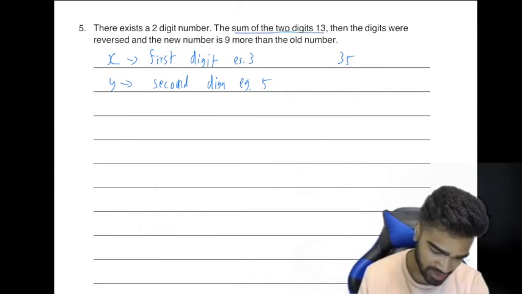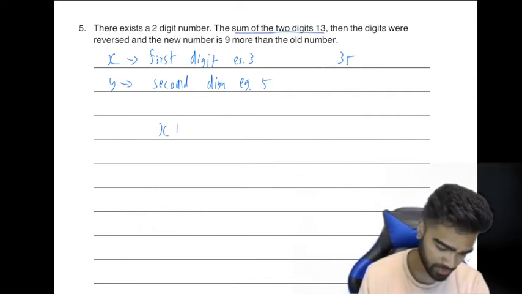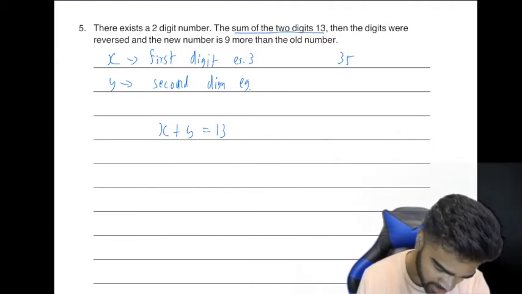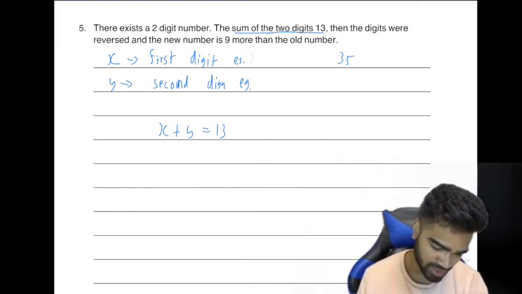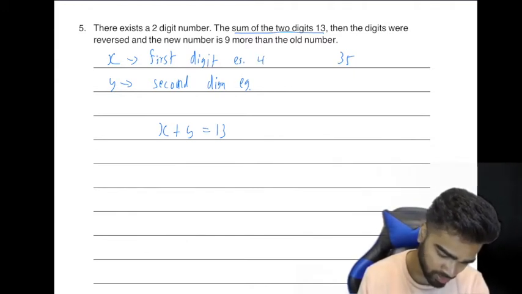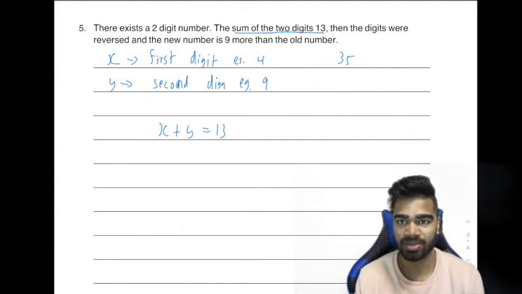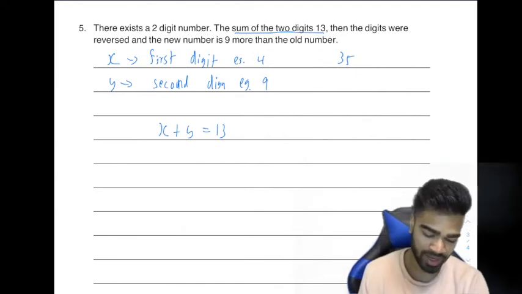They're saying that the sum of the 2 digits is 13. Okay, x plus y is 13. That's fairly simple, guys. It's really easy. So maybe let's make y 10, or no, it's 1 digit. So let's make x 4 and y 9. So then 9 plus 4 is 13. These are examples. They might not be the actual numbers themselves. So then x plus y is 13.